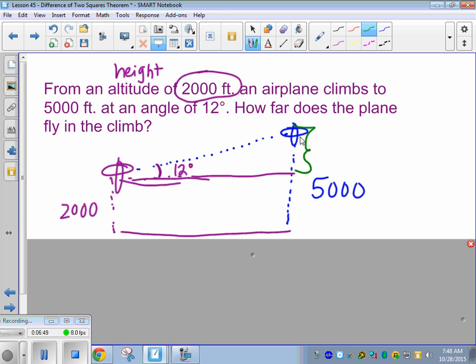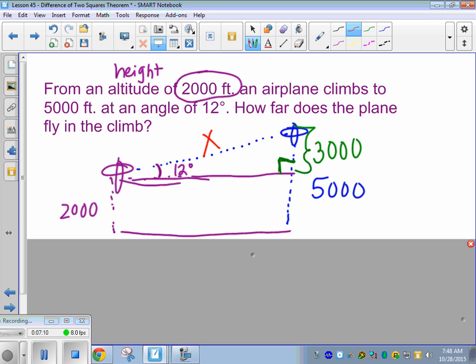What'd you say? Yeah, so this whole thing's 5,000. This piece is 2,000. So this is 3,000. Picture not drawn to scale, okay? So right angle right here. So you're always making a right triangle on these. And we're climbing. So how far does the plane fly in the climb?